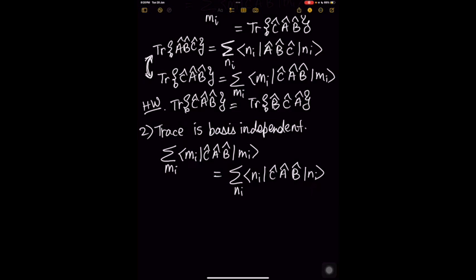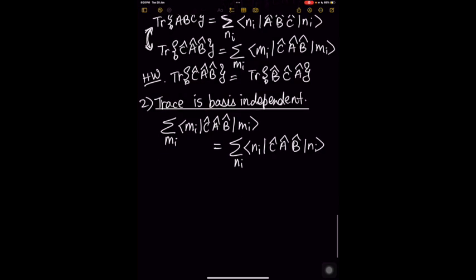So what does that mean? That must mean that the trace is basis independent. But I'm just making a random claim. So let me prove this, that the trace is basis independent. Let's start off with the LHS of the equation, the left hand side, which is the sum over all m sub I, bra m sub I, c hat, a hat, b hat, ket m sub I. Now I'm going to introduce the resolution of identity criteria. You can realize that all these proofs are very simple once you introduce the resolution of identity criteria.